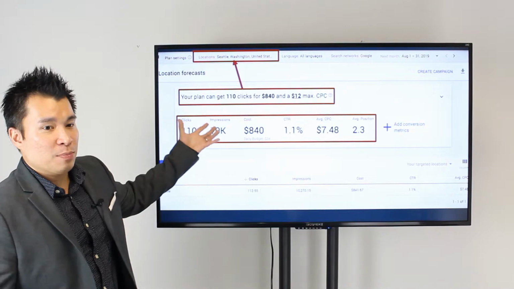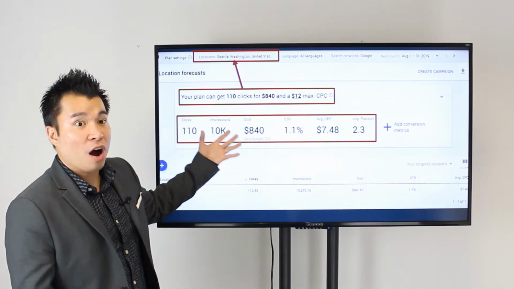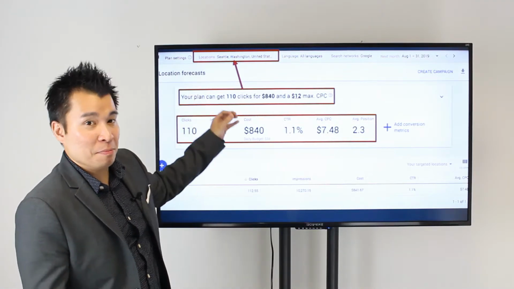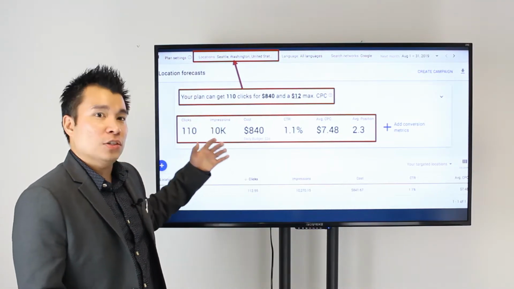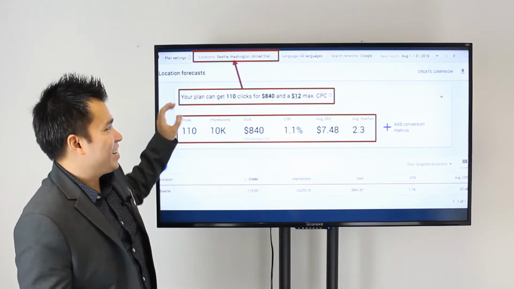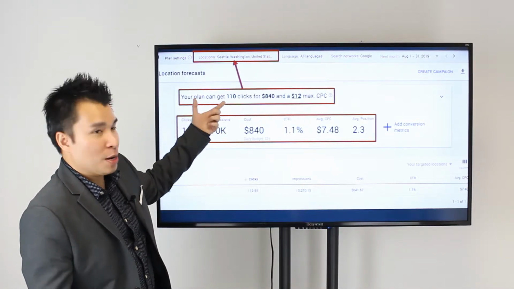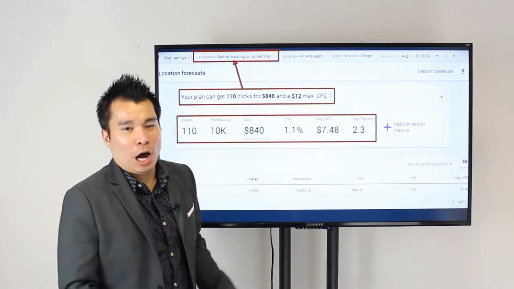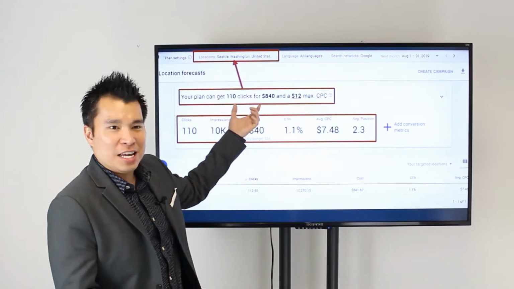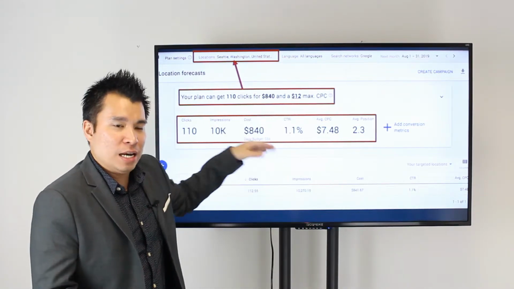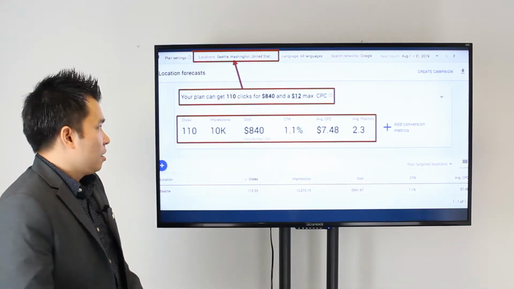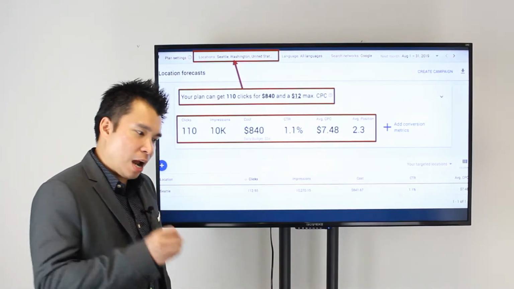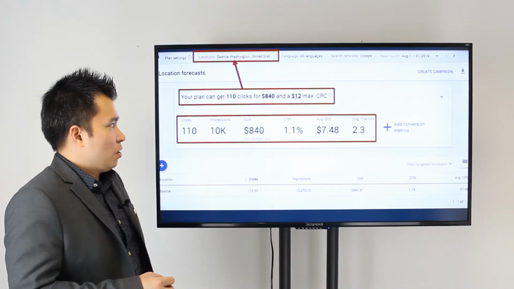This is another example for another offer. In this case, it's private banking in the Seattle area, which is very competitive, a metro area with lots of big corporations. You can get into the game by, for example, buying 110 clicks for only $840 at a $12 max cost per click. You see, with a very tiny amount of money, you can get into the game and compete with the big guys. That's what I meant. Don't be afraid or concerned about the cost. You have to stay in the game in order to see what happens.